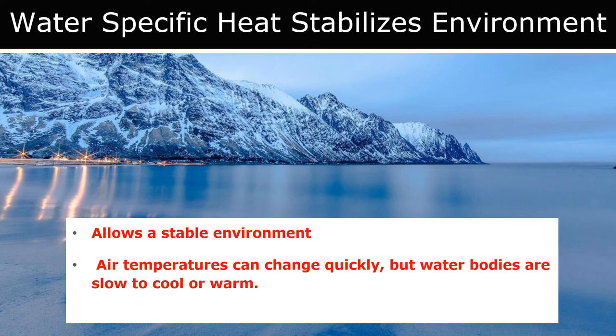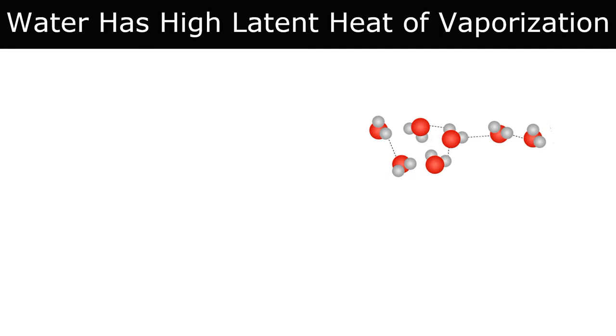So air temperatures can change really quickly, but the water, the big bodies of water, especially those oceans because they're huge, takes a tremendous amount of energy to change that. Okay, so that's the specific heat. So now let's talk about the latent heat of vaporization.